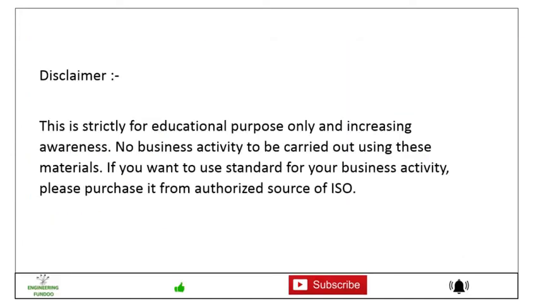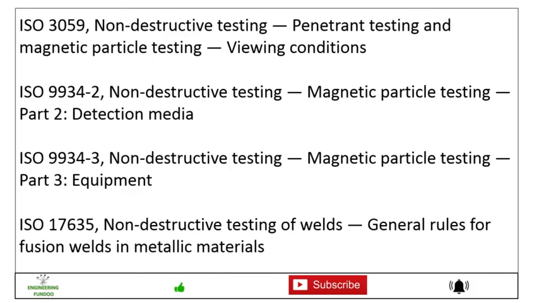Today we will discuss non-destructive testing of welds, that is the method with magnetic particle testing. This is one of the methods for testing the welds. Friends, this is strictly for educational purposes and increasing awareness. If you want to refer in more detail or carry out business activity, you need to purchase the authorized standard from an authorized source of ISO standards.